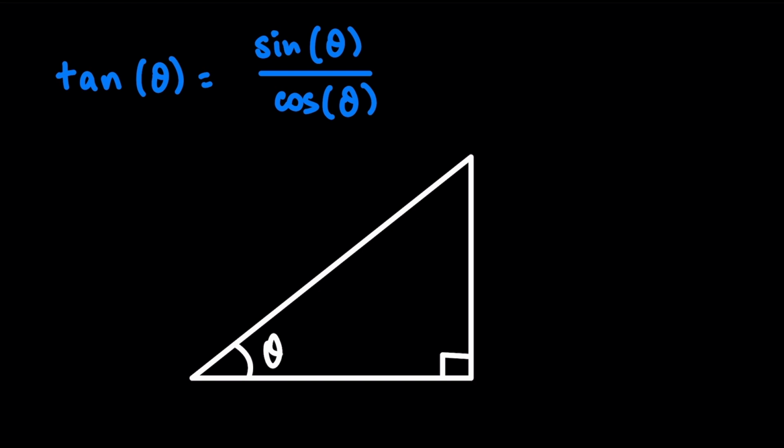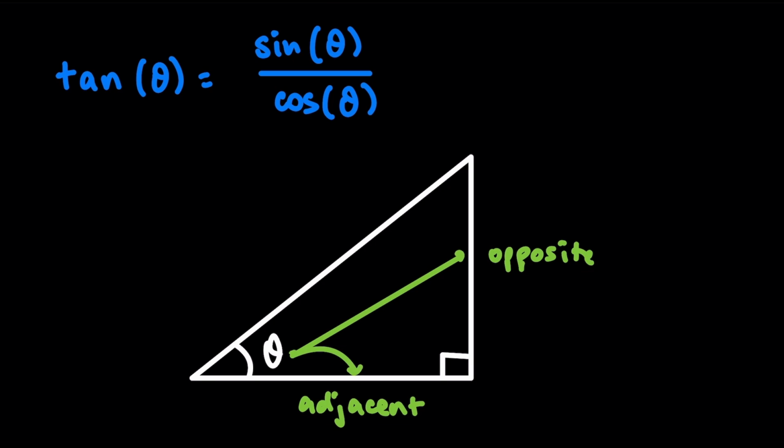This side, the opposite, will be labeled as the opposite side. And this side that's right next to it, over here, will be labeled as the adjacent side. And the longest side of a triangle is always called the hypotenuse. So opposite, adjacent, and hypotenuse.